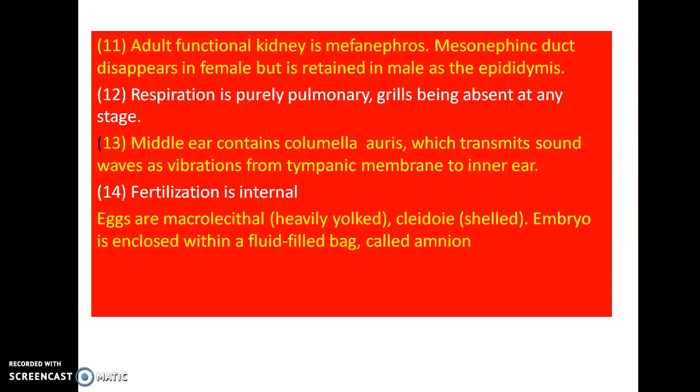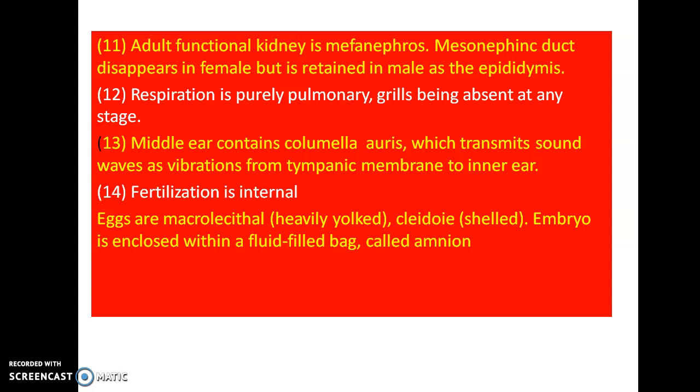Then the adult functional kidney, about the excretory system. The functional kidney is metanephros. The mesonephric duct disappears in the female, but it is retained in the male as the epididymis. So a well-developed, highly developed kidney is found in reptiles. Then comes respiration. Respiration is purely pulmonary, that means through lungs, as they are terrestrial organisms, and gills are altogether absent at any stage of development.